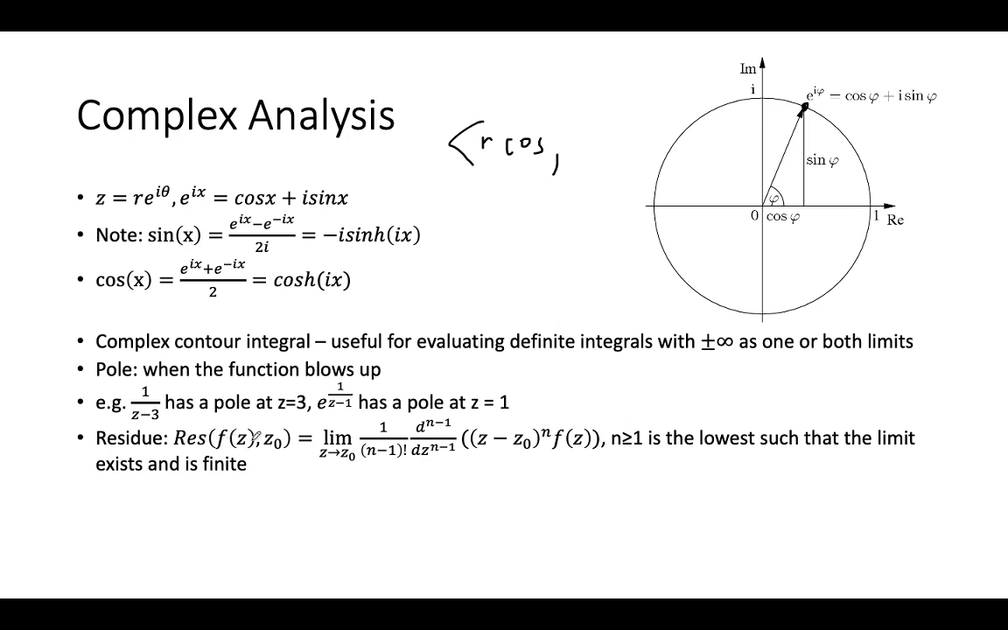The residue of a function at a point is equal to the limit as z goes to that point of this expression here, where n is the lowest number greater than or equal to 1 such that the limit exists and is finite. Example: the residue of 1 over z minus 3 at z equals 3 is 1, because the limit as z tends to 3 of, okay, so let's try it. We start with n equals 1, because it's the lowest, trial and error. So z minus 3 to the 1 times f of z, that's just 1. So the derivative at minus 1, the derivative is 0, that's just nothing. 0 factorial is just 1, so it's just 1.